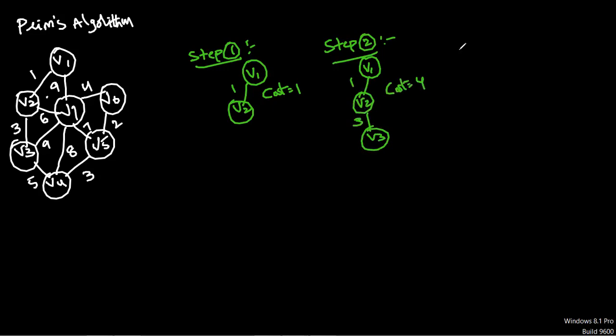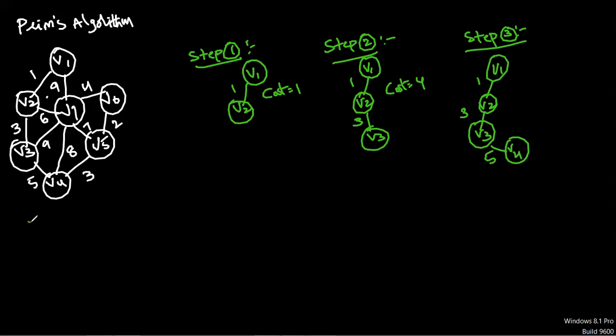Then take the next minimum cost edge from V3. But we have two paths for V3, V3 to V7 and V3 to V4, and we have to select the minimum cost. So select the V3 to V4 edge. V1 to V2, V2 to V3 and V3 to V4 with cost 1, 3, 5.